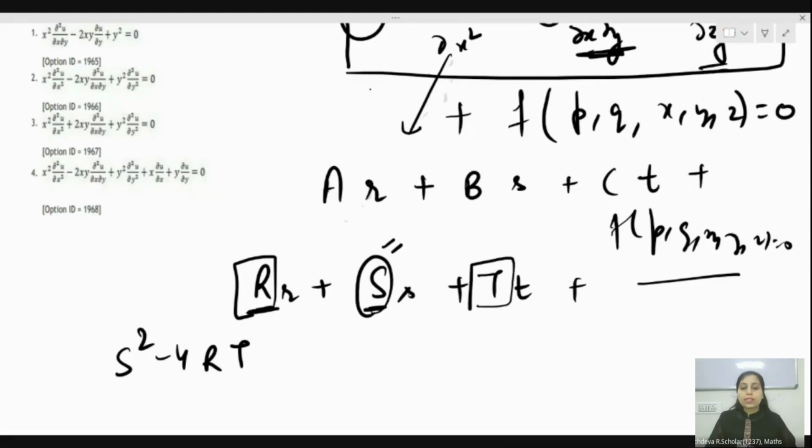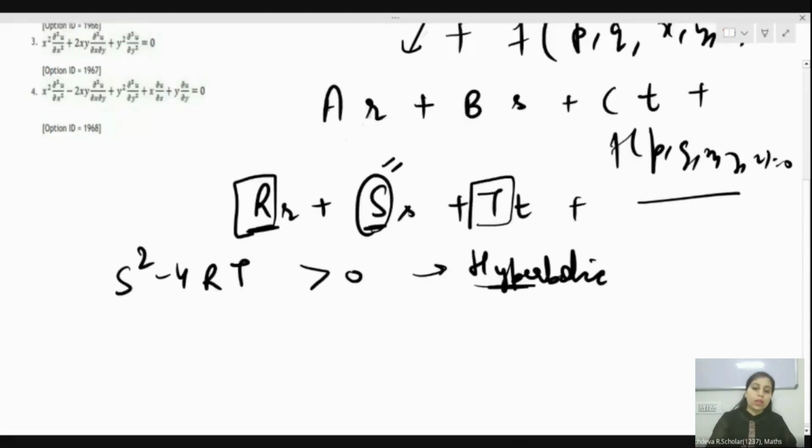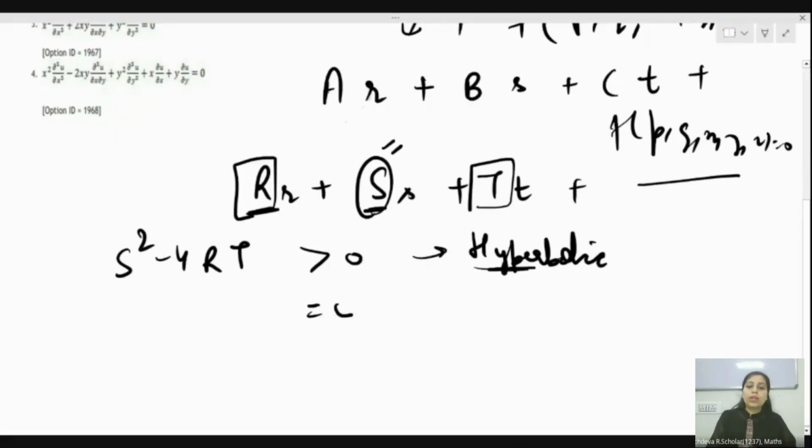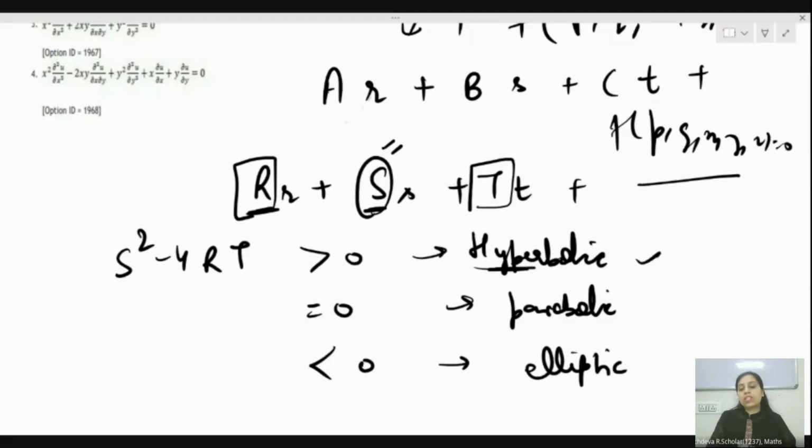And if this is greater than 0, then the equation will be hyperbolic. Equal to 0 will give you parabolic, and less than 0 will give you elliptic. So these three types of nature can be asked in the upcoming exam.